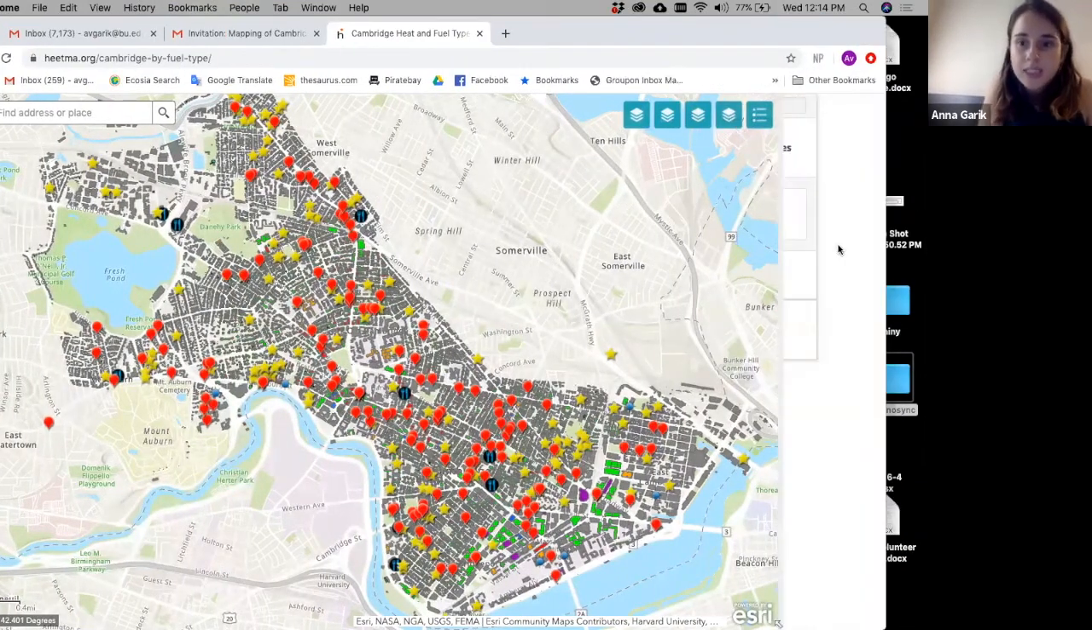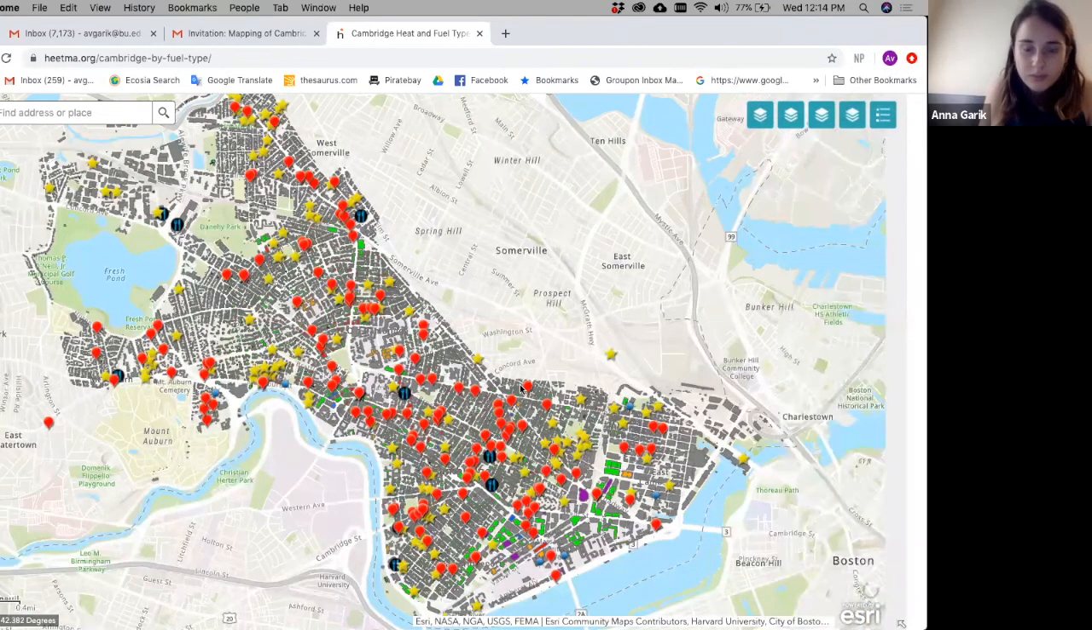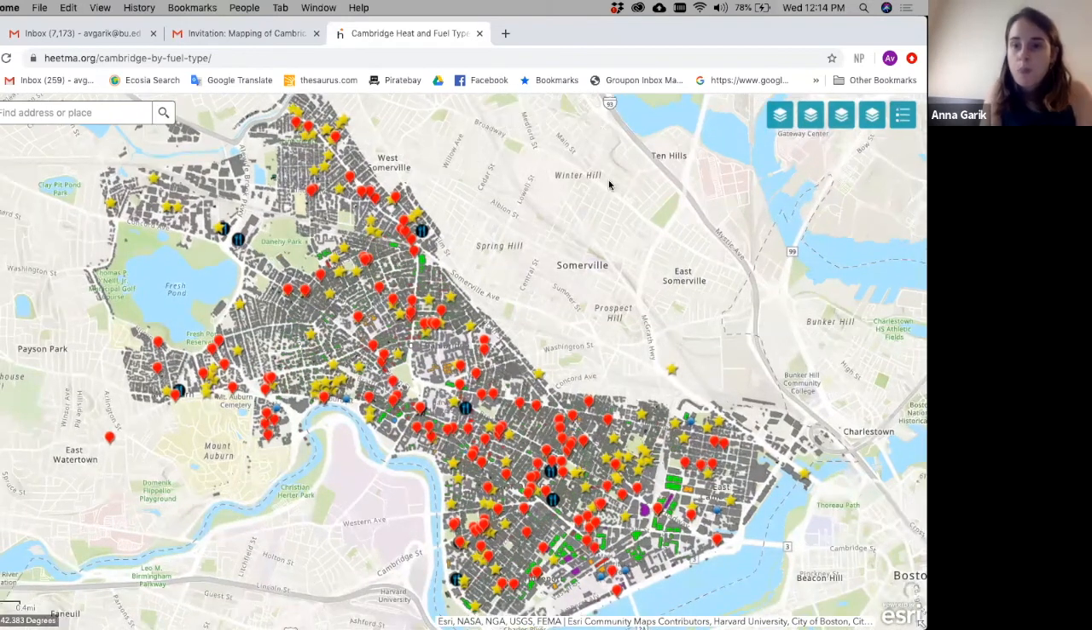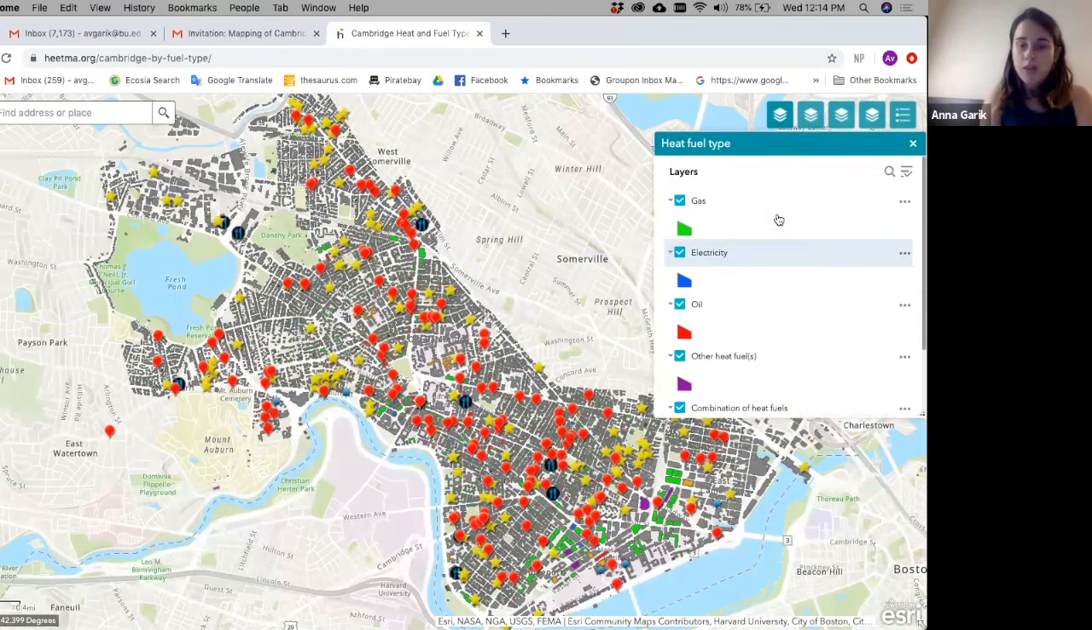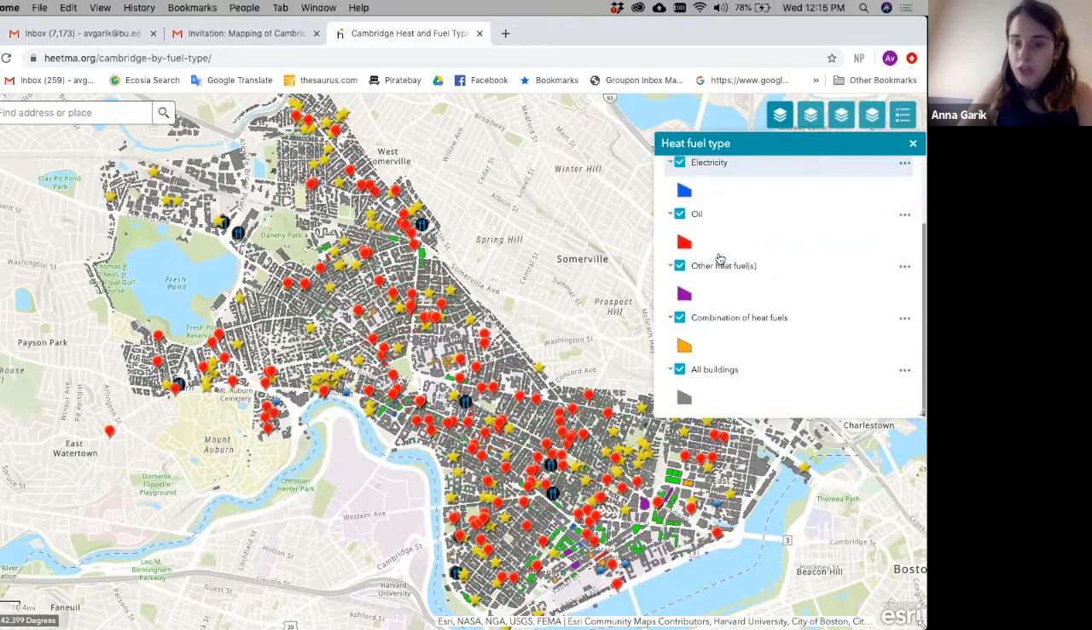And this is it. So right now everything is checked. So in the first layer list, you can see the different heat fuels. So we are going to be probably specifically looking for gas, since those are the pipelines that we can replace. And then other fuels are here, including a combination.